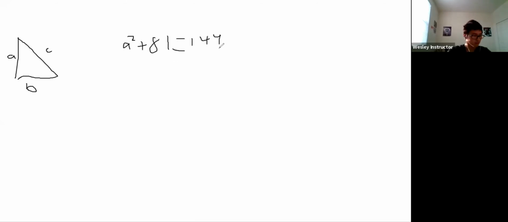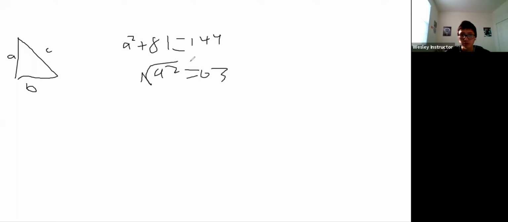Okay. So find the missing side. All you have to do is just use the Pythagorean theorem. So b equals 9 and c equals 12. And I want you to find a. So a squared plus 81, which is 9 squared, equals 144. And subtract 81 from each side, which is 63. A squared equals 63.